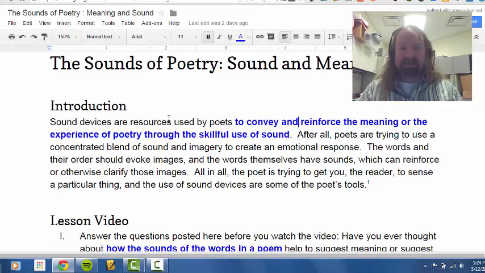Sound devices are resources by which poets convey and reinforce the meaning or the experience of poetry through the skillful use of sound. What does that mean? That means that poets use sound intentionally to convey or reinforce meaning, so that sounds mean something. Notice it doesn't say words, it says sounds. This isn't about being able to say what a poem means or what a word in a poem means. It's about being able to read a poem and talk about how the sounds of the poem carry meaning. So that's our starting point.